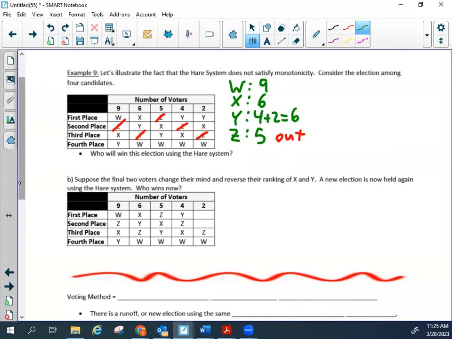So we'll go again with just W, X, and Y. W has 9 first place votes. X now has 6 first place votes plus the 5 first place votes from this here, because they're the highest ranking candidate left in that column. So that's 11. And Y has 4 plus 2, which is 6. So candidate Y is out.